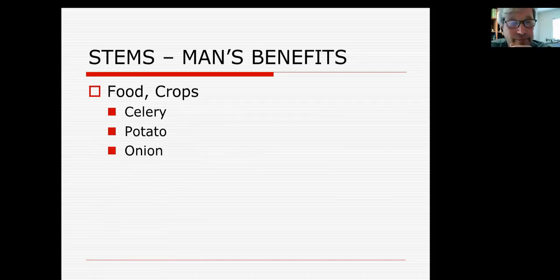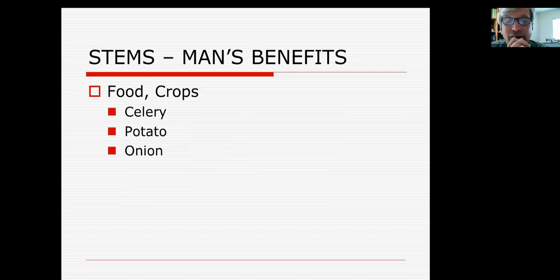Potato is a stem. How many people knew potatoes were stems? It's a tuber. A tuber is a modified stem. It's an underground stem. If you've left a potato in your pantry a little bit longer, what starts growing on it? Sprouts. The sprouts are the eyes. Where the new sprout comes off, that is an axillary bud. The axillary buds are on the stem, and it just happens to be underground.